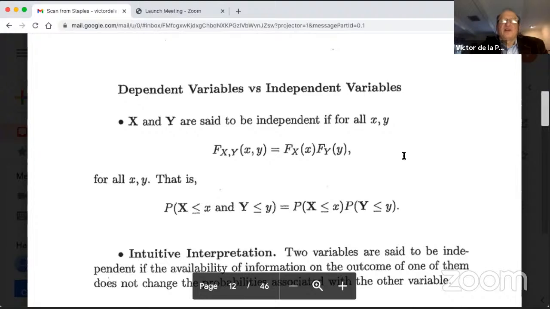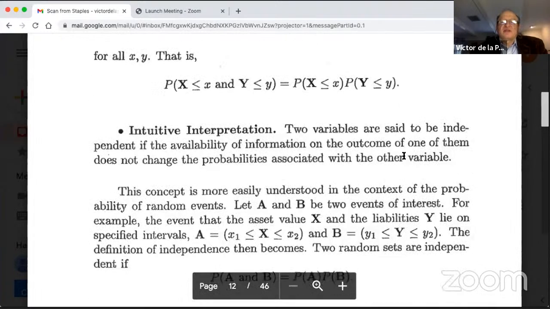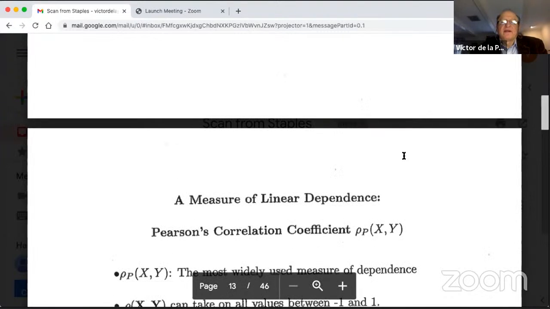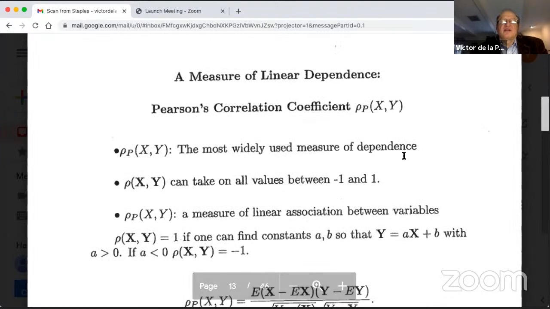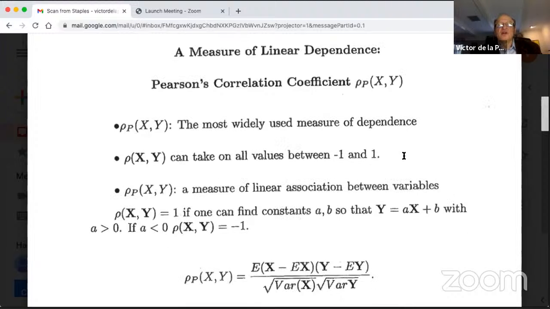So two variables are independent if the joint distribution function factors as the product of the distribution functions. Okay, so that's a known fact. Now, a measure of linear dependence is the Pearson's correlation coefficient. We're going to go beyond this, but let me just review what the problem with the correlation coefficient is. Why do we want other measures of dependence?